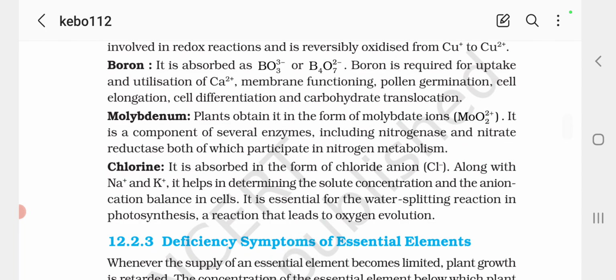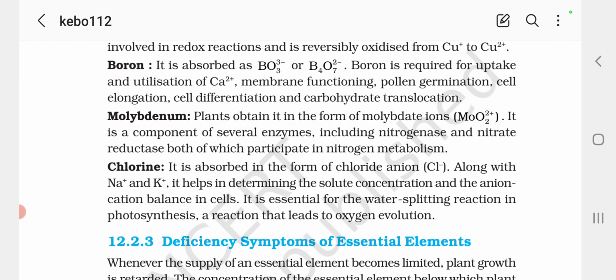It is absorbed as BO3³⁻ or B4O7²⁻. Boron is required for uptake and utilization of calcium, membrane functioning, pollen germination, cell elongation, cell differentiation, and carbohydrate translocation. Molybdenum. Plants obtain it in the form of molybdate ions. It is a component of several enzymes, including nitrogenase and nitrate reductase, both of which participate in nitrogen metabolism.